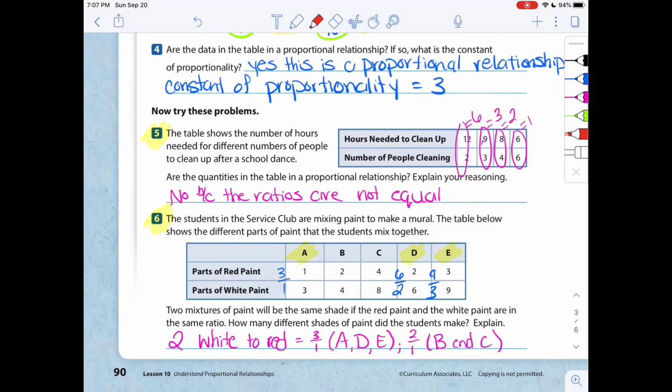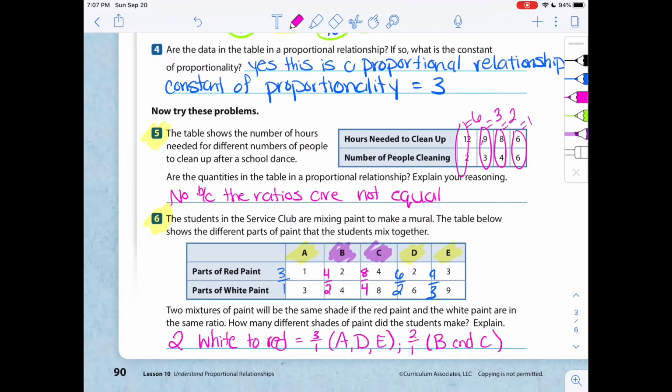Then when we look at B and C, and we look at those ratios, we're still looking at it white to red. So B is 4-2. 4 divided by 2 is 2. And C is 8-4. And again, 8 divided by 4 is 2.